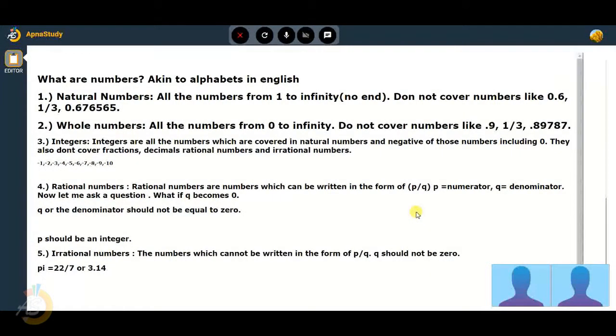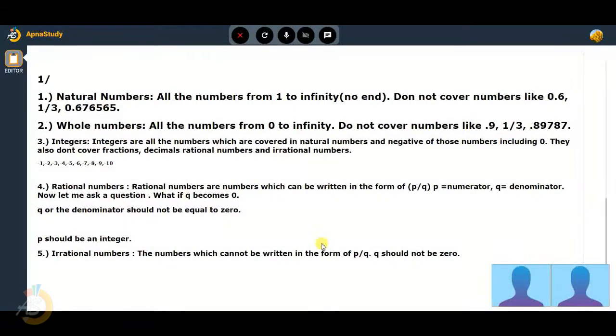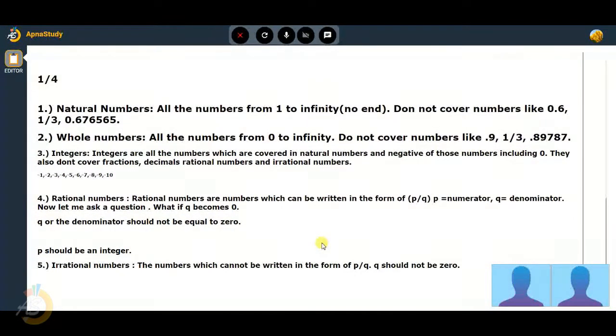Can you see? No, not really. Could you please scroll down or remove some part of the screen? Okay, 1 minute. Can you see this number 1 upon 4? Not yet. Okay. Yeah, I can now see.